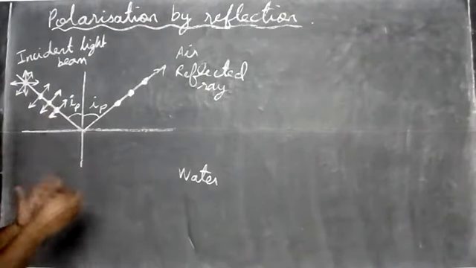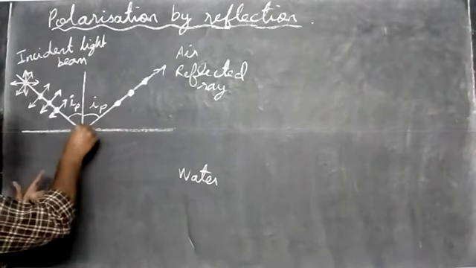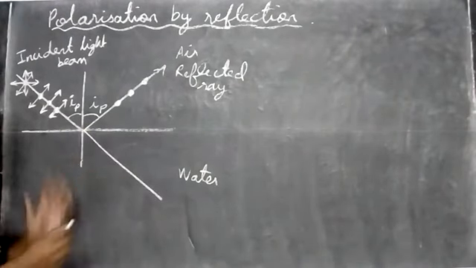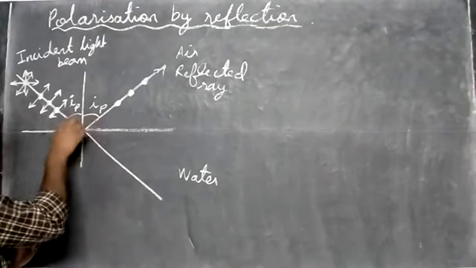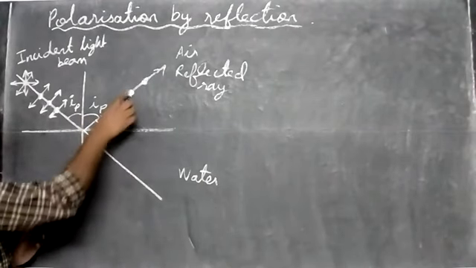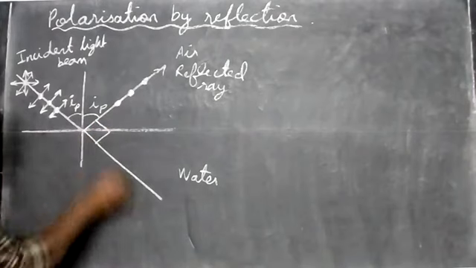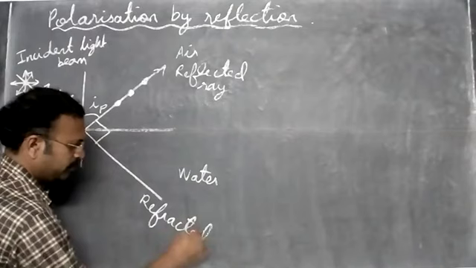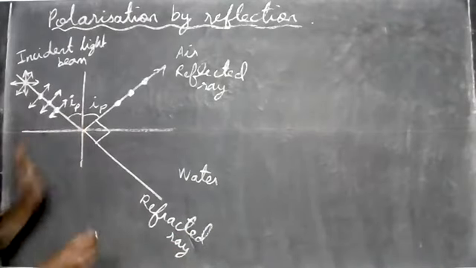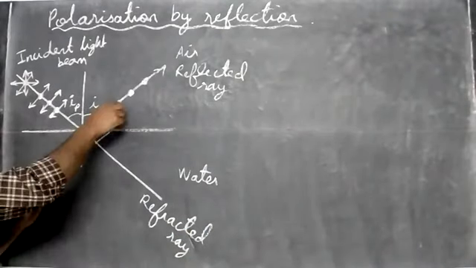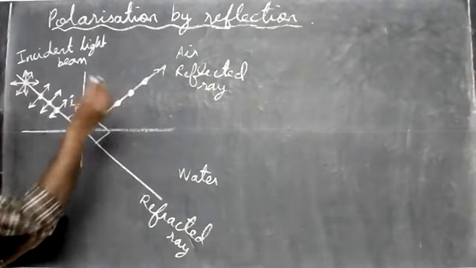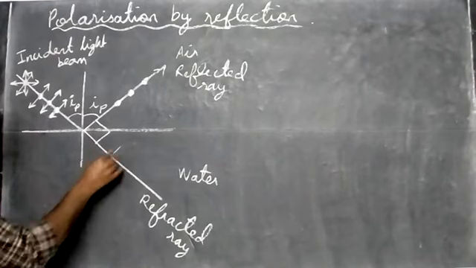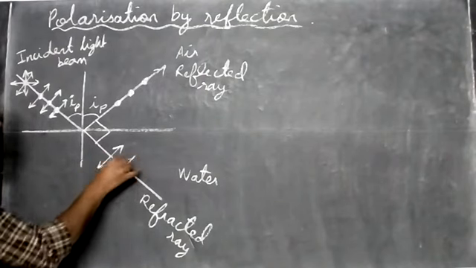That light ray will be refracted here. It will bend and go into the water. This is the refracted ray. At a special angle IP, the reflected ray and the refracted ray are at 90 degrees to each other. The dot component, going out of the board, will go in the upward direction, and the parallel component, the vertical component, will go down here.